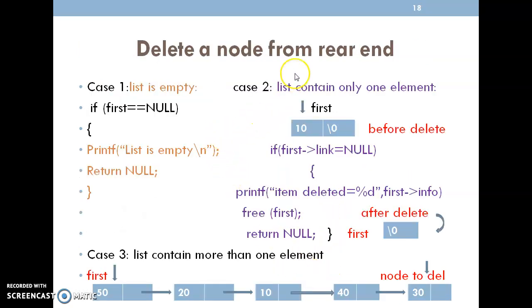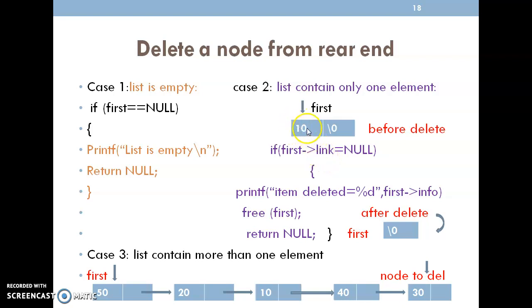Then delete the node from the rear end. For that, whenever we check for deleting an element from the list, always check whether the list is empty or not. If first equal to null, by default the list is empty, return null value. List contains only one element. For example, as I told in the previous one, while inserting the element, if the list contains only one element, at that time here info is 10, link is null. So first pointer link equal to null indicates that the list contains a single element, single node.